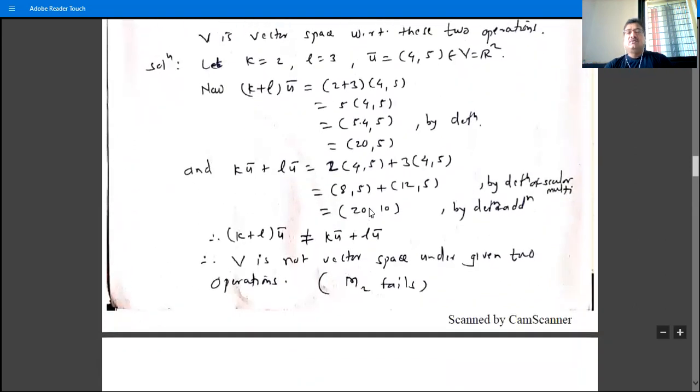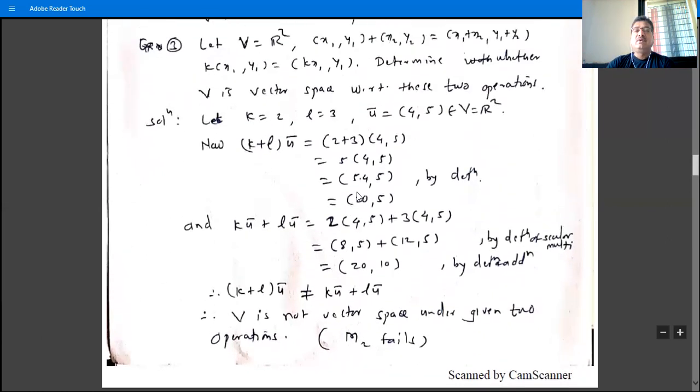And so what is the LHS? The value of LHS is (20, 5), that is, the ordered pair (20, 5). And what is kU bar plus lU bar? It is (20, 10). So what is your observation? (k plus l)U bar is not equal to kU bar plus lU bar. And therefore V is not a vector space under these two operations, because property M2 fails for this set.